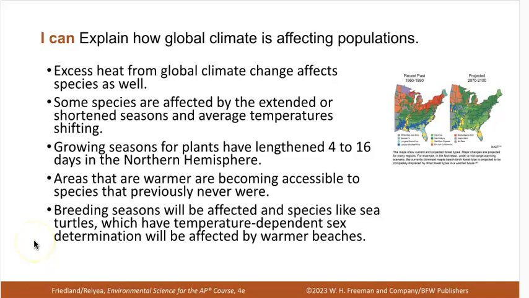What else here? Breeding seasons can be affected, like sea turtles that have temperature dependent sex determination. What that means is that whether you're a boy sea turtle or a girl sea turtle depends on the temperature of the sand. And I don't remember which one's which, but we may end up with an imbalance of the sexes of sea turtles.